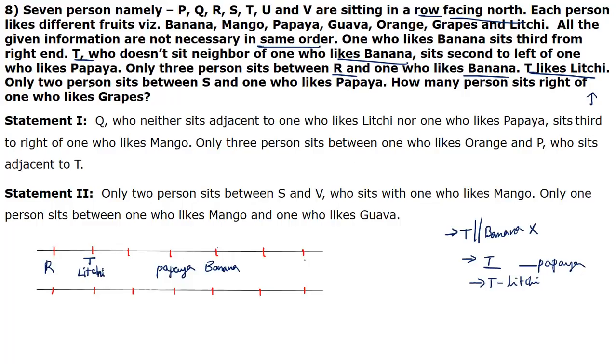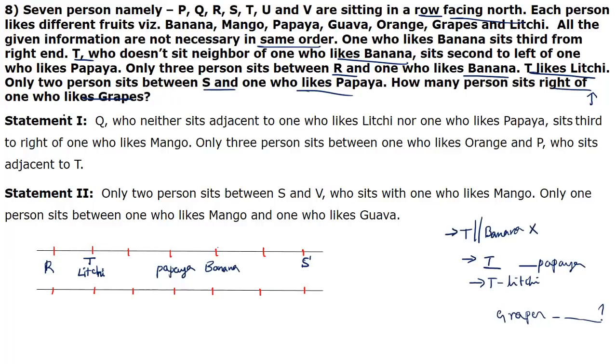Okay. The next one is only 2 persons sit between S and the one who likes papaya. Between S and the one who likes papaya, there is a gap of only 2 persons. So papaya is here, 1, 2. S cannot be here because R is already there. So S has to be at this particular place. Now what we have to find out is how many persons sit to the right of the one who likes grape.